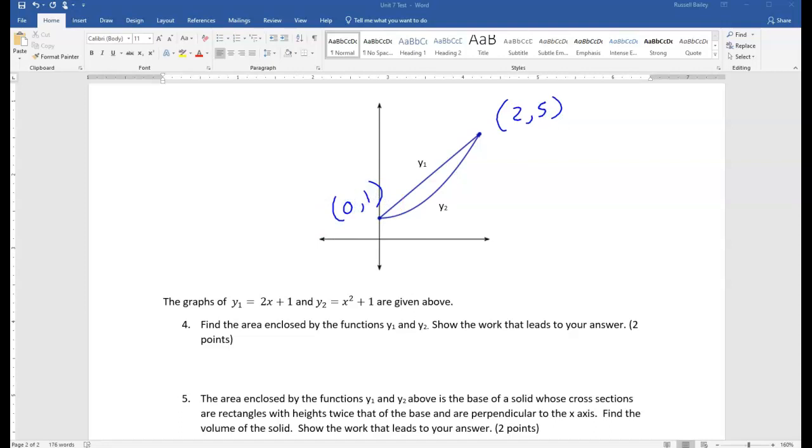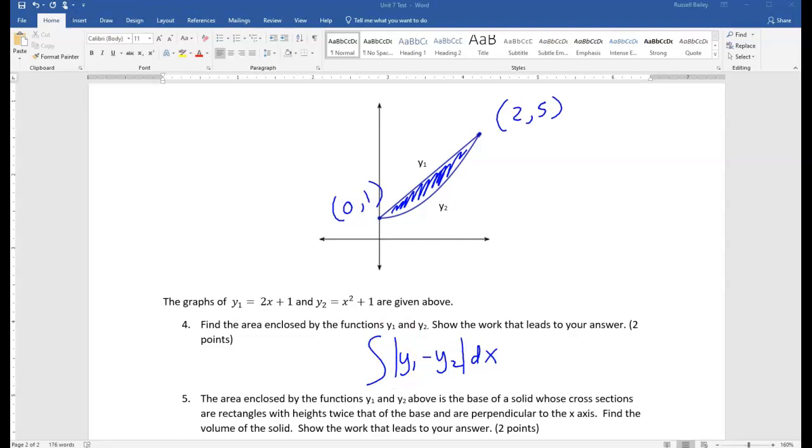All right, so find the area enclosed by the functions y1 and y2. So they're asking us to find this area right here. To find the area between two functions, you integrate the difference of those two functions, where you put the function on top minus the function on the bottom. We could tell which one's on top because they've labeled it for us. But if you want to stay safe, just put absolute value bars on there in case you're not sure which one comes first. That's perfectly fine.